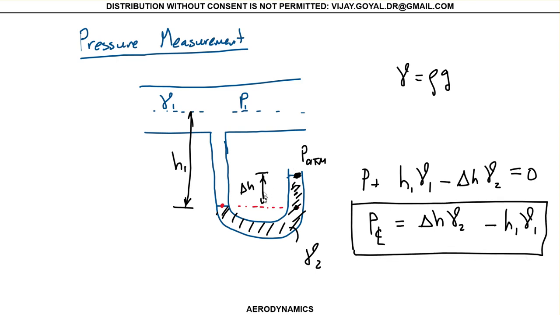If I know the pressure here, I can find the pressure there by just taking that small delta. Okay, so these are some applications of these problems. Let me give you an example of how this could possibly work.